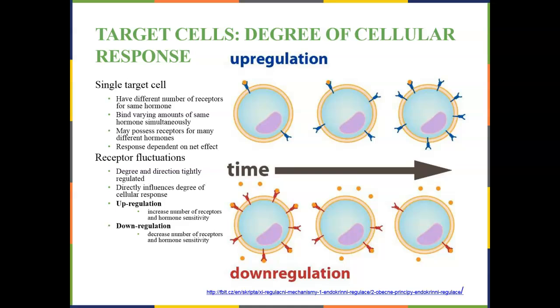Once we have given birth, at this point, we're going to have a lot of oxytocin in our system, but now we don't need as much. And so we're going to start downregulating, so reducing the number of receptors on the surface of our uterus.